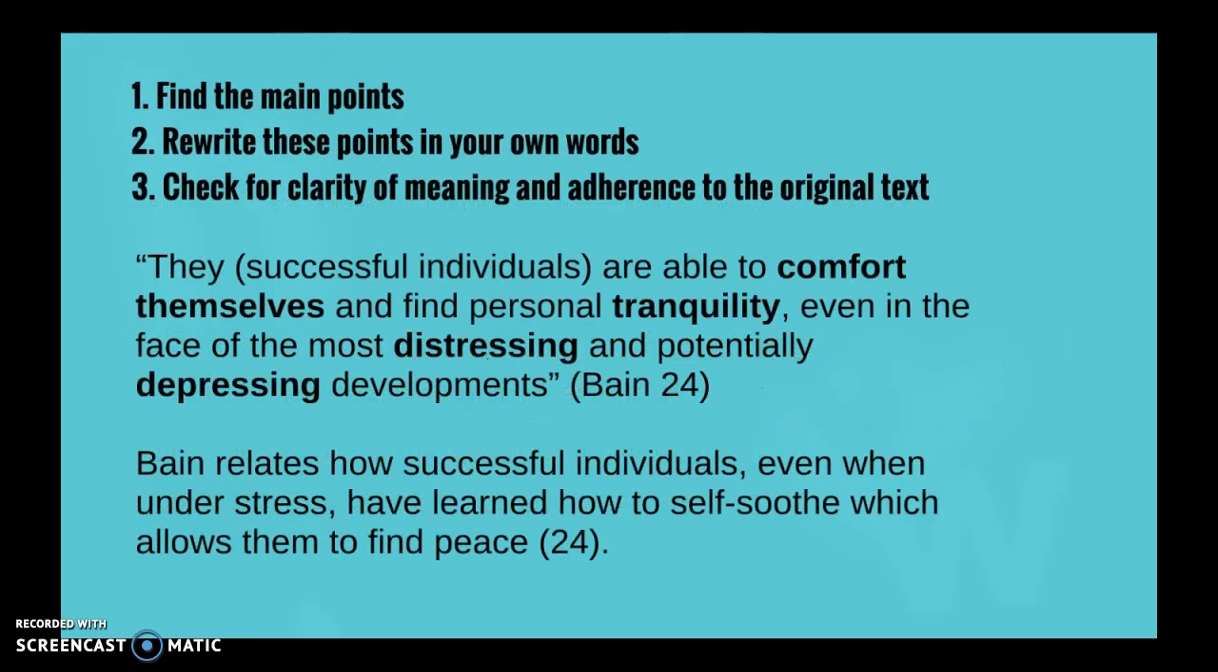So when we think about paraphrasing this quote, we need to remember the first step, find the main points. So here I have put in bold the words that really catch my attention and seem to highlight what Bain is saying. So I identify who "they" is because I just pulled this out of the book. So I might want to tell my readers that part, that he's talking about specifically successful individuals. He's talking about them being able to comfort themselves, find tranquility, even in distressing or depressing situations.